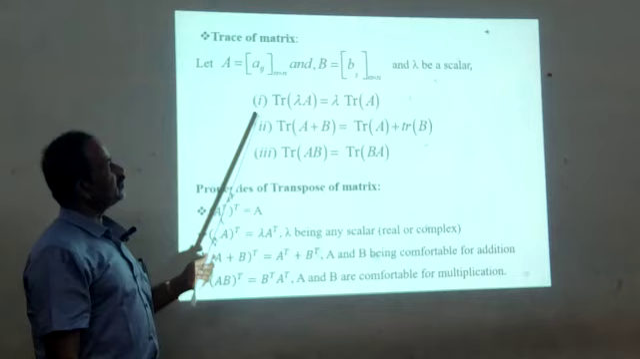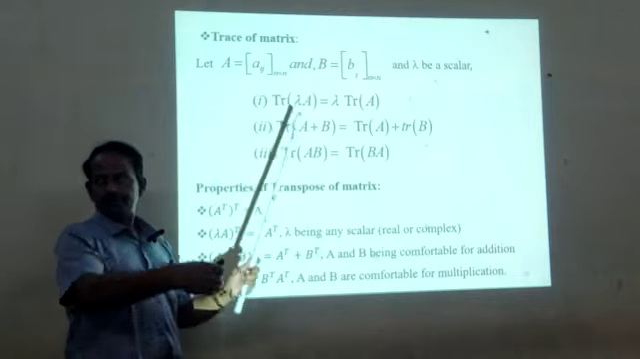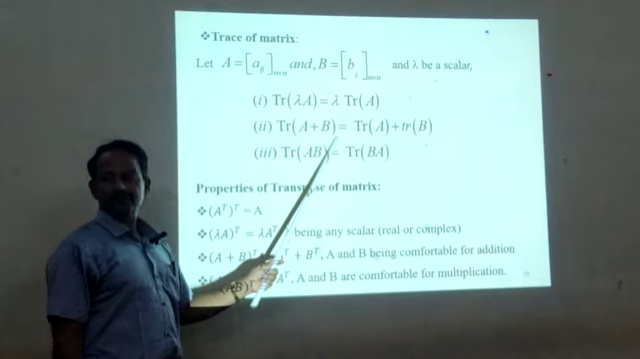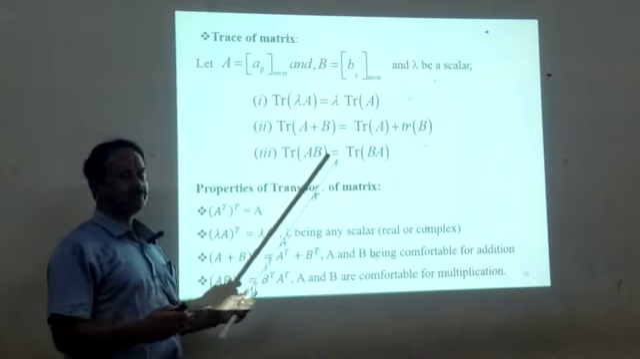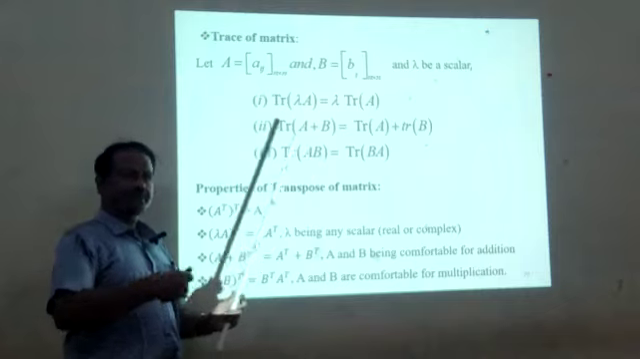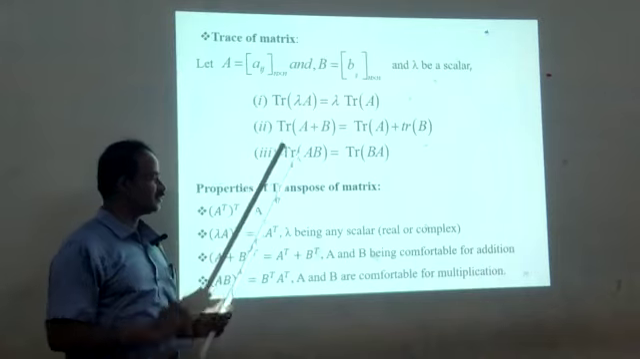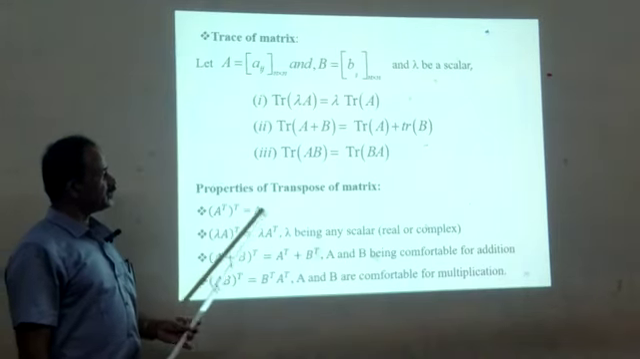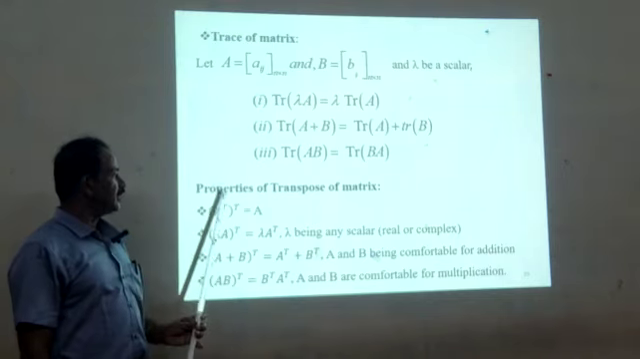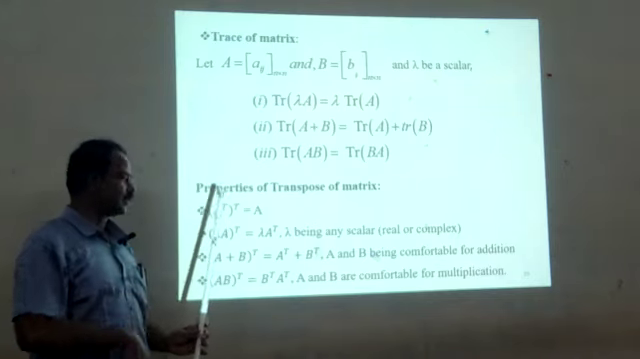What are some properties? Trace of lambda A equals lambda trace of A; you can pull the scalar out. Trace of A plus B equals trace of A plus trace of B; you can separate. Trace of AB equals trace of BA; if I interchange, the answer will be the same. So these are some properties of the trace of a matrix, and next are the properties of the transpose of a matrix.